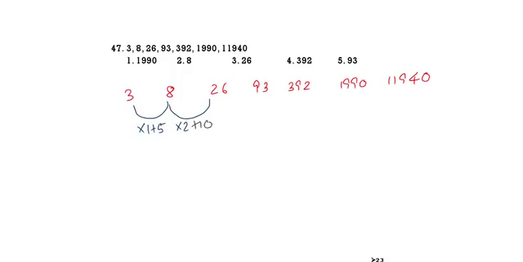3, 8, 26, 93, 392, 1990, 11,940. Now here what should come in place of question mark? Into 1 plus 5. 3 into 1, 3 plus 5, 8. Into 2 plus 10. 8 into 2, 16. 16 plus 10, 26. Now into 3 plus 15. 26 into 3, 78. 78 plus 15, 93. Into 4 plus 20. 93 into 4, 372 plus 20, 392.